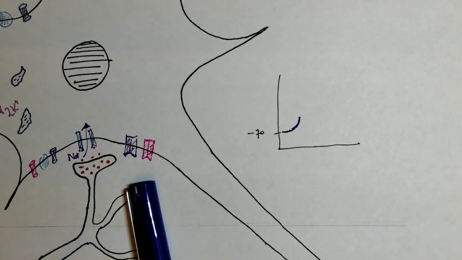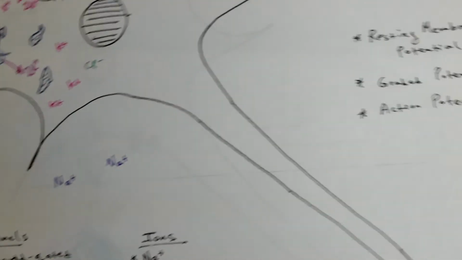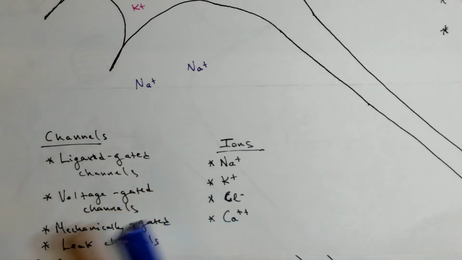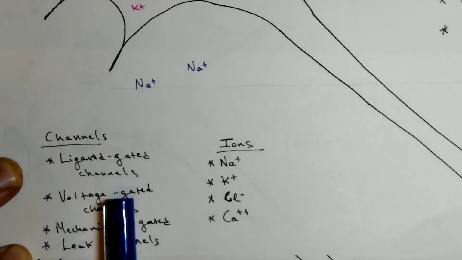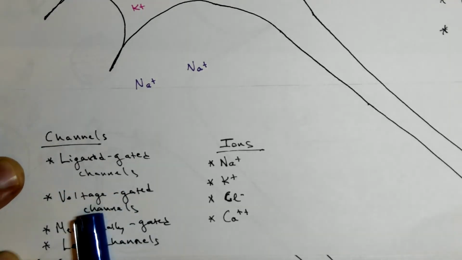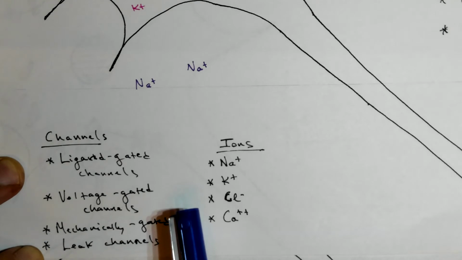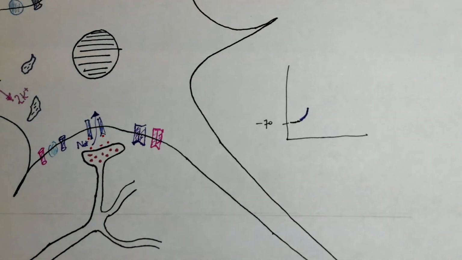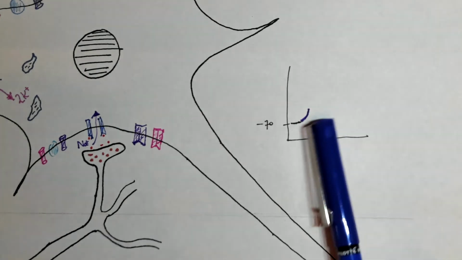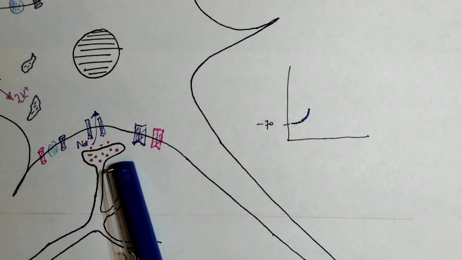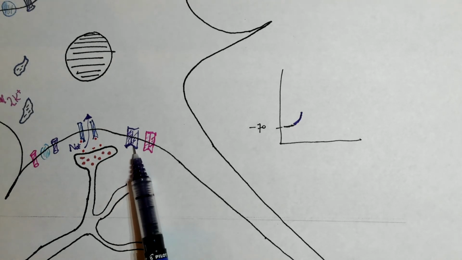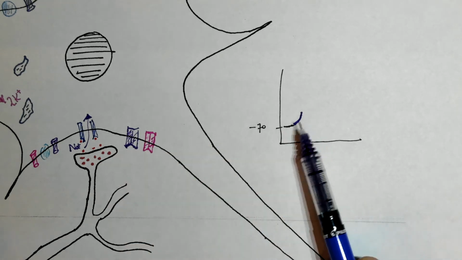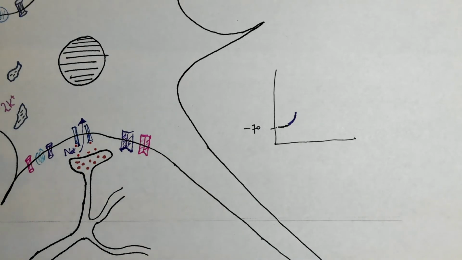So whereas ligand-gated channels open with a chemical such as a neurotransmitter, voltage-gated channels open when you change the voltage. They are sensitive to voltage, and their shape changes when the voltage changes. So keep that in mind. In this case, the voltage is changing, right? We are depolarizing. So what's going to happen is that this sodium voltage-gated channel is going to respond to this depolarization by opening.